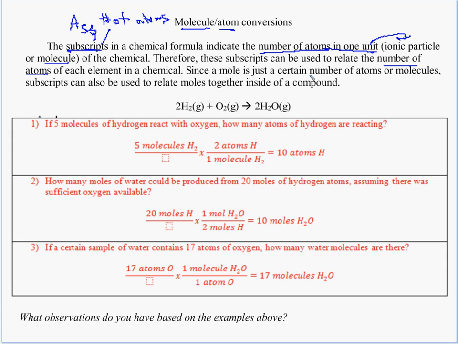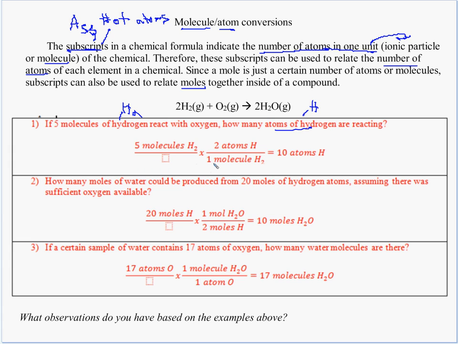Since a mole is just a certain number of atoms, subscripts can also be used to relate moles together inside of a compound. Right? So they relate number of atoms. Moles is just a number of atoms, so you can also use moles. Alright, so we got a little chemical formula here. Hydrogen, oxygen, making water. Number 1, if 5 molecules of hydrogen, so that's H2, react with oxygen, how many atoms, so atoms would just be H, are reacting?